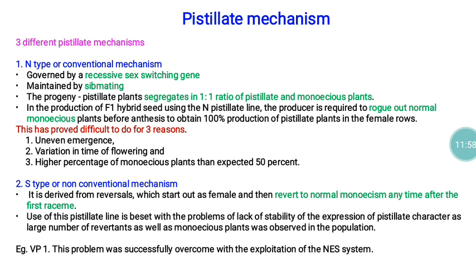Another mechanism is the S-type mechanism, otherwise known as a non-conventional mechanism. It is derived from reversal. Normally this starts out as a female, producing only the pistillate class, but at any point of time it can revert back to monoecious. This is also highly problematic because stability in the expression of the pistillate character is not there. Because of that, this system is also not that useful for hybrid seed production in castor.